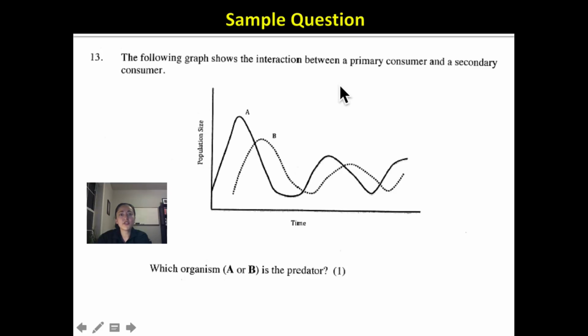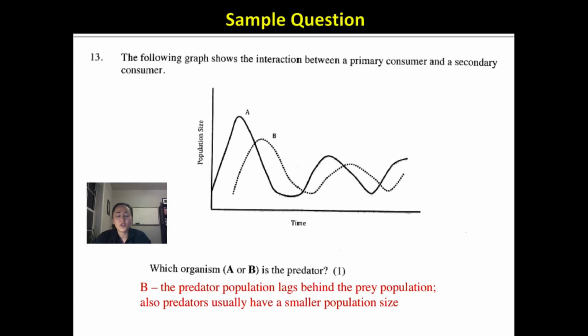The following graph shows the interaction between a primary consumer and a secondary consumer. Which organism, A or B, is the predator? The correct answer here is B. Two reasons you would know that answer. One is that, notice, line B is lagging behind line A. The predator population always lags behind the prey. Second, the predator population is usually smaller than the prey population.